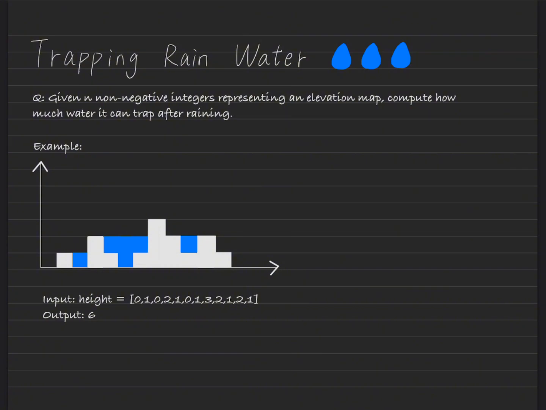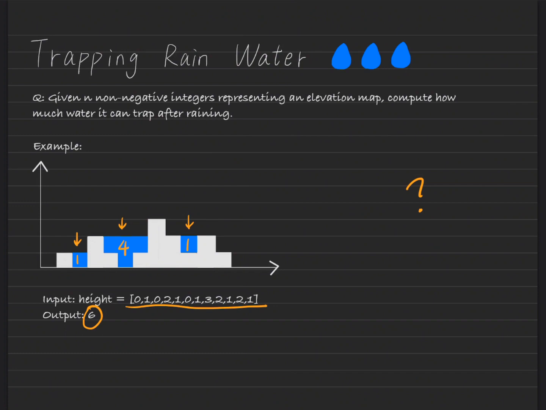Here we have an example of an elevation map represented by a list. Each integer represents the height of a block. In this example, we see that water is being trapped here, here, and here. And the total area is 1 plus 4 plus 1, which equals 6.